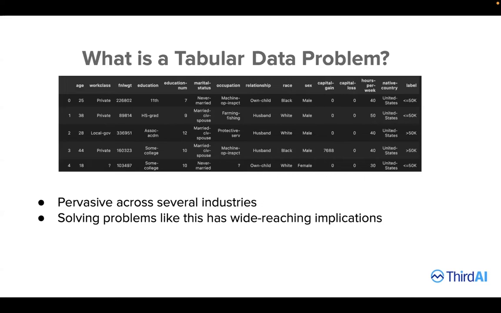So the point here is that this type of data set is pervasive across several industries. This is the most common type of data, dumped into a simple relational table. It has applications in many industries such as financial services, healthcare, climate science, and it's even wide-reaching in things like Kaggle data sets. You'll see this all the time in those competitions. So solving problems like this has wide-reaching applications in all sorts of different domains.